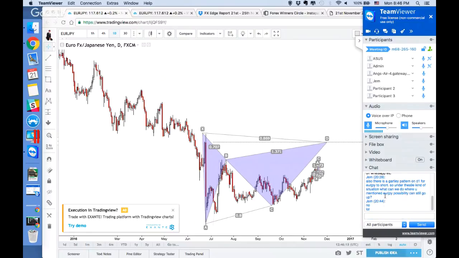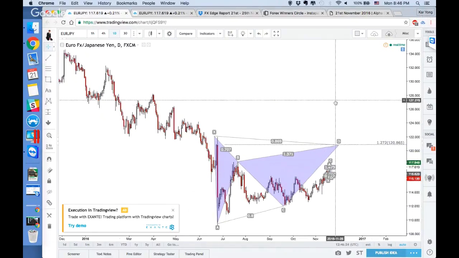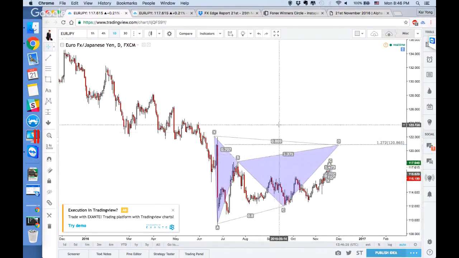Oh, you didn't spot the same pattern. Okay, you can message me later so I can walk you through your pattern and see if you spotted it correctly. But this is a very obvious Gartley pattern.